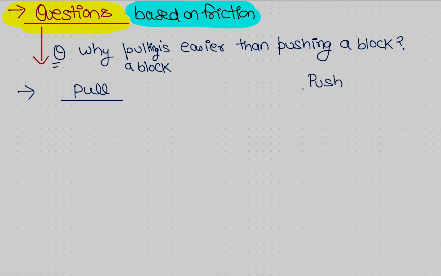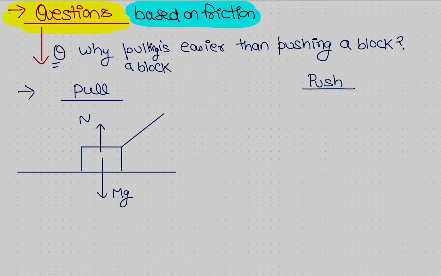Pull and push. A block. The weight acting on the block is downwards. Normal acts always perpendicular to the surface, which is in the upward direction. We're taking a case of pull here. Firstly pull, and then we move on to the push.